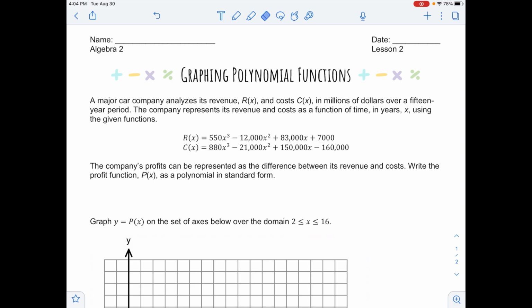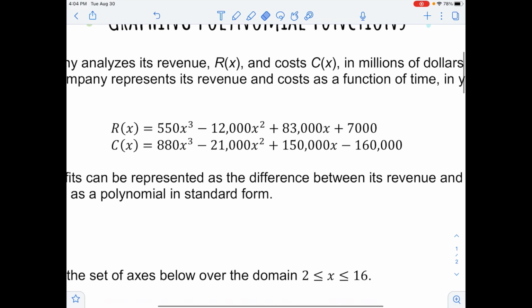It says a major car company analyzes its revenue, R of x, and cost, C of x, in millions of dollars over a 15-year period. The company represents its revenue and cost as a function of time in years, x, using the given functions. So here is a representation of revenue, and below that is a representation of cost.